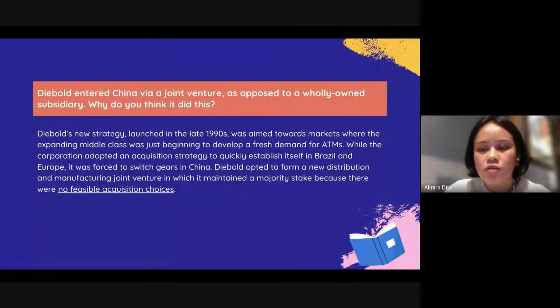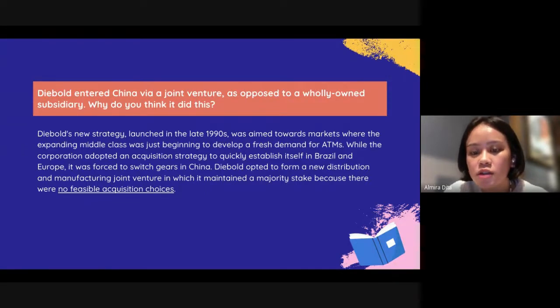So the next question is: Diebold entered China via a joint venture as opposed to a wholly owned subsidiary. Why do you think it did this? Diebold's new strategy, launched in the late 1990s, was aimed towards markets where the expanding middle class was beginning to develop a fresh demand for ATMs. While the corporation adopted an acquisition strategy to quickly establish itself in Brazil and Europe, it was forced to switch gears in China. Diebold opted to form a new distribution and manufacturing joint venture in which it maintained a majority stake because there were no feasible acquisition choices.